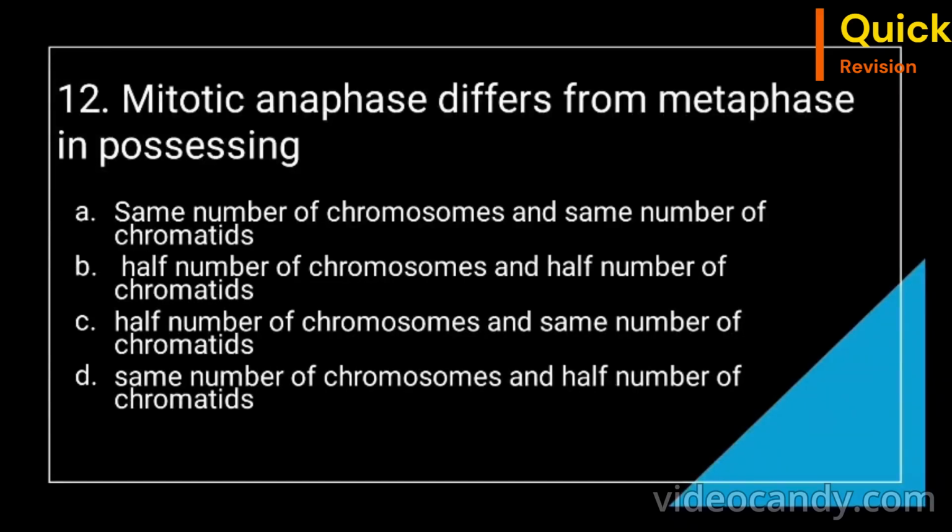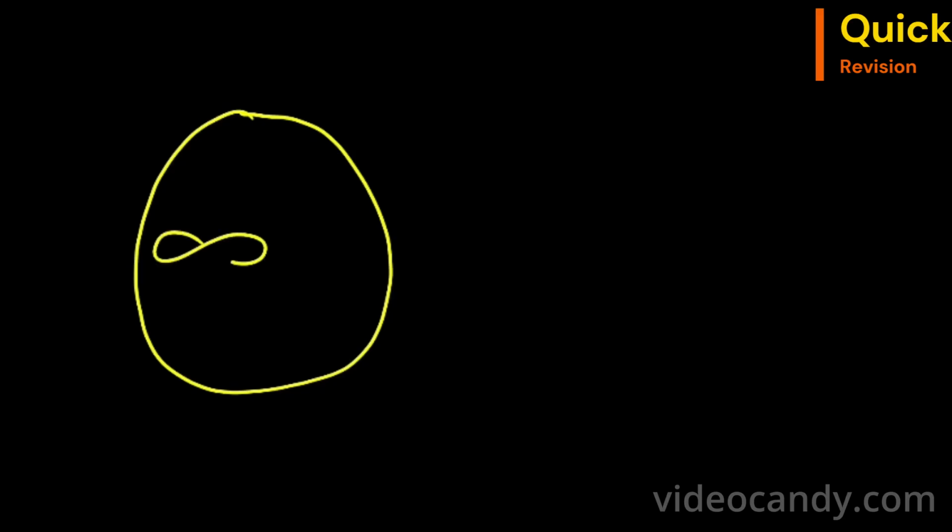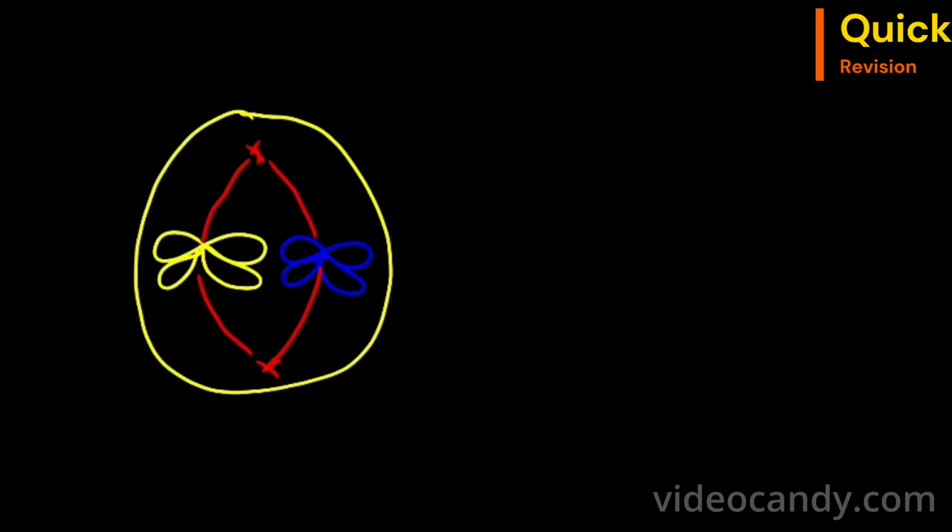12th question. Mitotic anaphase differs from metaphase in possessing. Okay, let's see metaphase and anaphase so that you will be able to answer that question. So let me draw a cell here, and the chromosome which is in the equatorial plate and another chromosome. Then we have centrioles and then the spindle fibers attaching to the centromere, right?